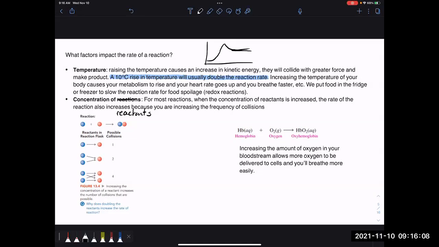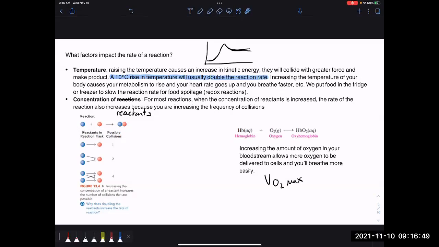So if you're really, really interested in this, you can go look up some statistical mechanics because all of this is based on how likely the atoms are to react and how many reactions there are going to be. So if we can increase the oxygen in your bloodstream, it allows more oxygen to be delivered to your cells. You can breathe more easily or run faster longer. VO2 max is the measure of how efficiently your body can use oxygen.